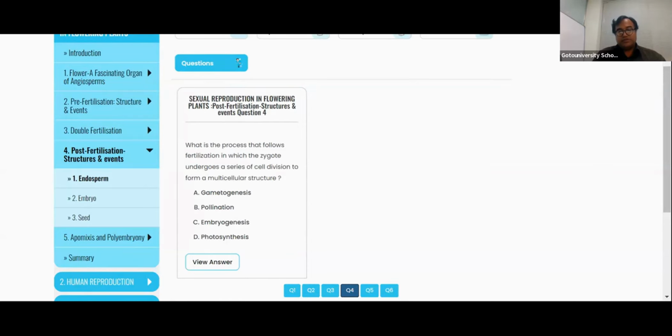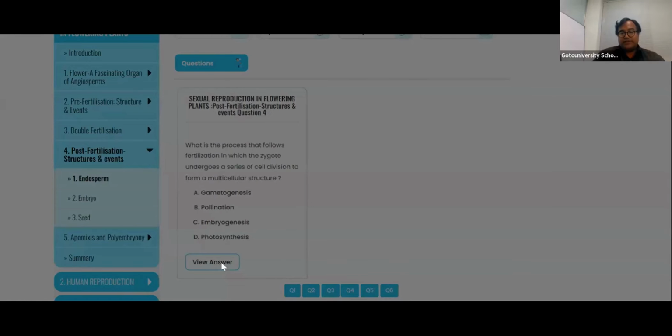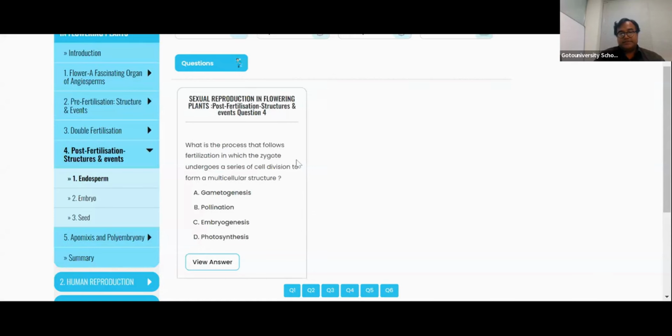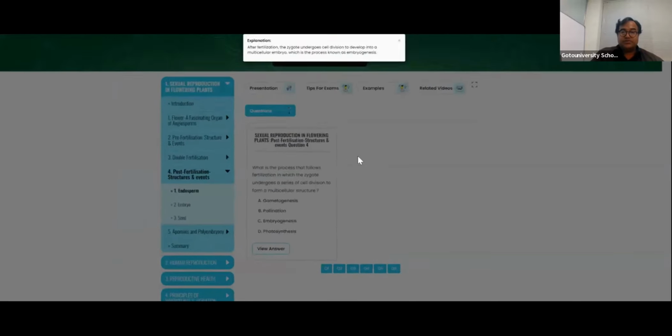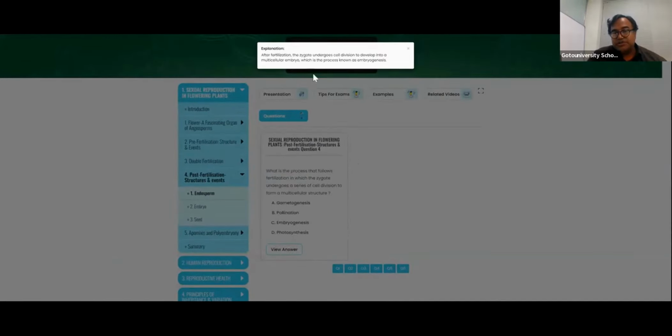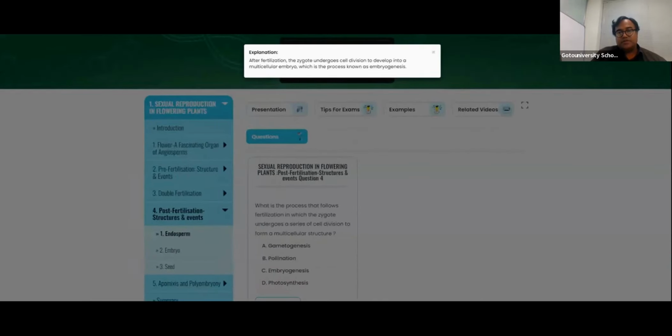What is the process that follows fertilization in which the zygote undergoes a series of cell divisions to form a multicellular structure? Can any one of you say the answer for this? Again, back to the MCQ. I'm repeating: the process in which the zygote undergoes a series of cell divisions to form a multicellular structure. Of course, not gametogenesis, not pollination, not photosynthesis. It is embryogenesis. Yes or no? The word embryogenesis is given.